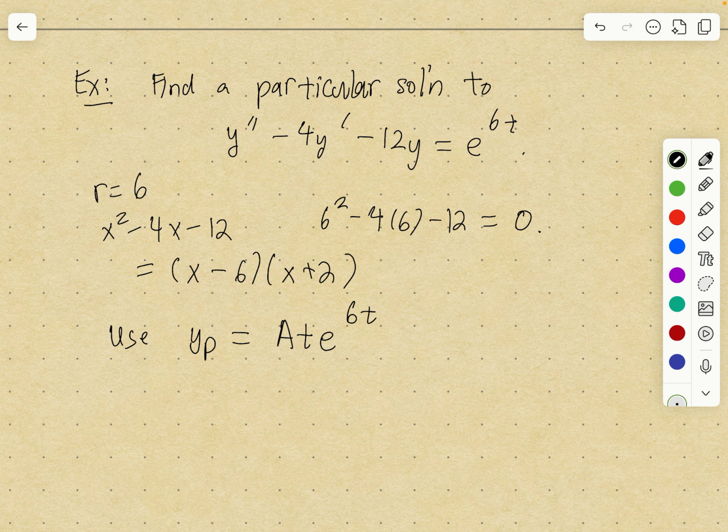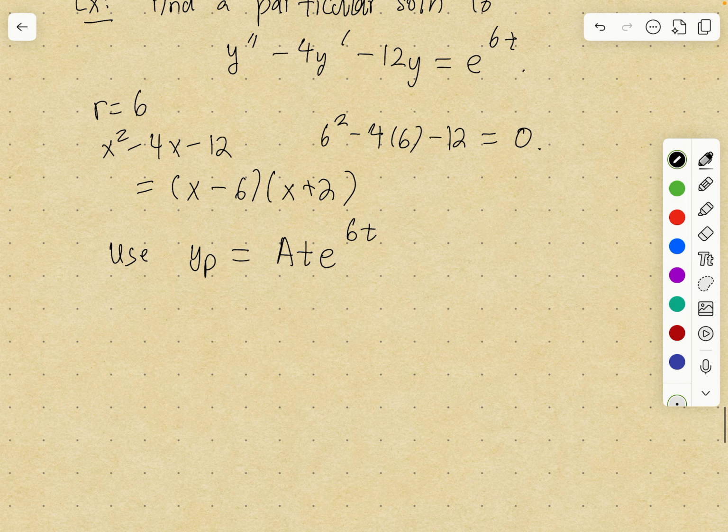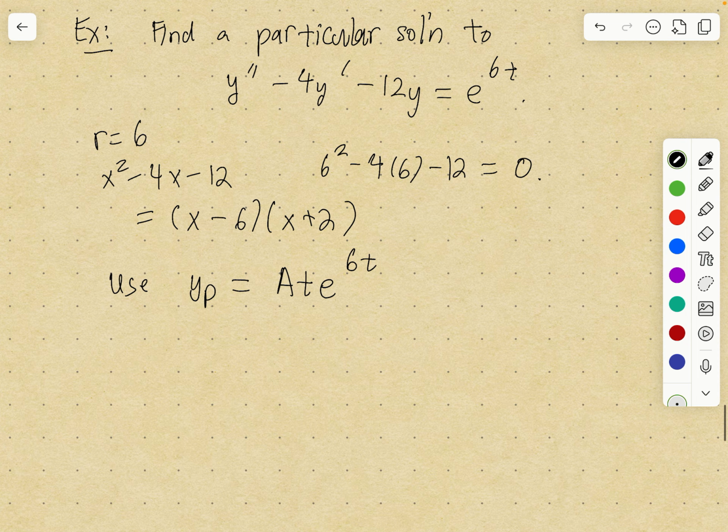So this is what we use. This turns out to work, right? You're going to be able to solve for a by doing this. And now we have to find what our yp actually is. We have to know what a is. So we're going to have to differentiate.